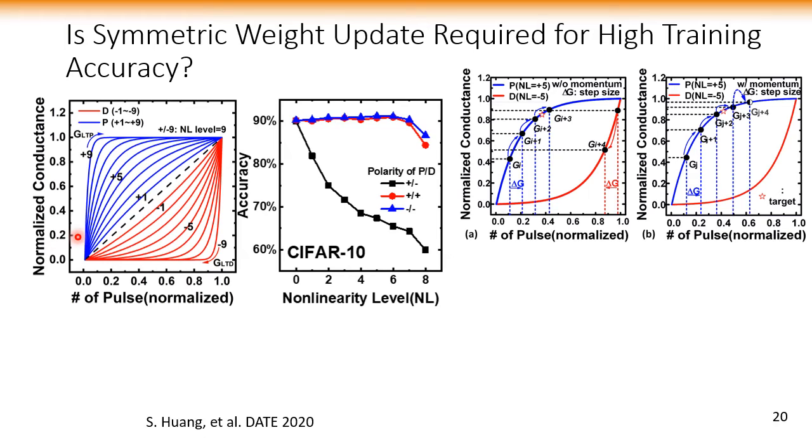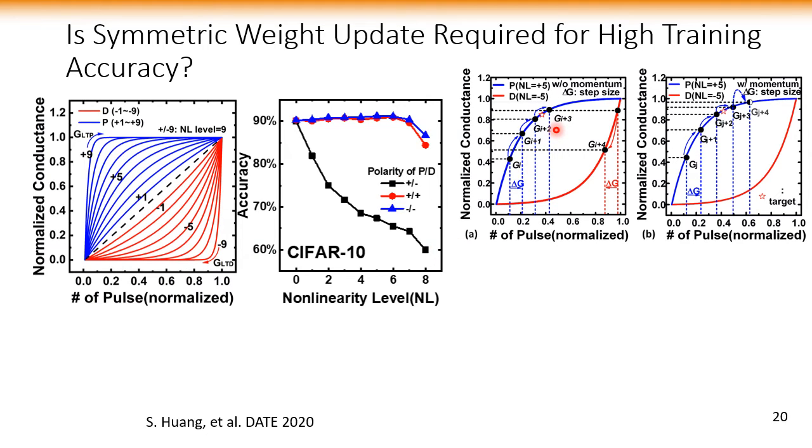But most of the RRAM devices reported in the literature may show this kind of non-ideal weight update behavior between the conductance versus the number of read pulses. When the conductance increases, it may follow the blue trajectory. When it decreases, it may follow the red trajectory. Therefore, there's an asymmetry and nonlinearity built into the weight update. And if we have the asymmetry in this black curve, we show that the accuracy will quickly drop as a function of the nonlinearity levels labeled from 0 to 8.